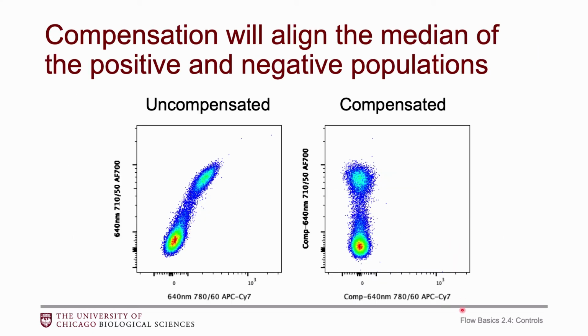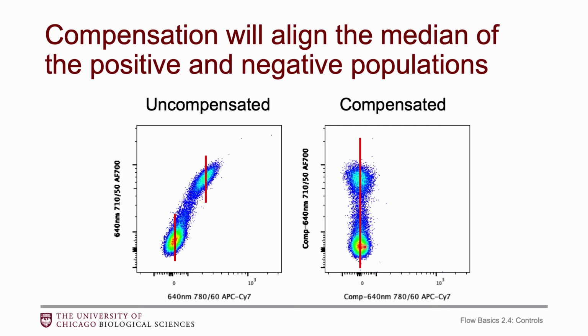Now, another way to look at it, again, this was kind of talked about in the original Flow Basics course, but I just want to review it quickly. Basically, the compensation will figure out the mean or median of the positive population and the negative population, and it is compensated when those 2 are aligned. So we want to make sure that we can draw a straight line between the positive and negative populations.